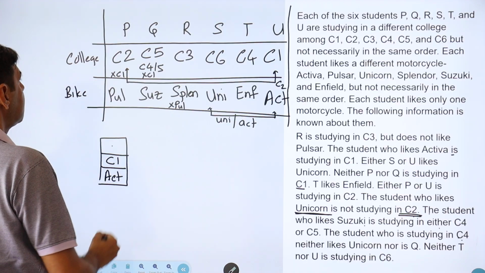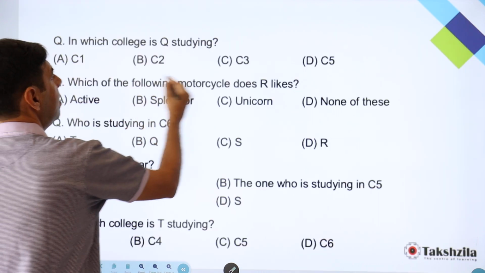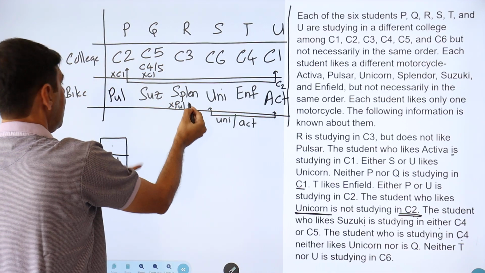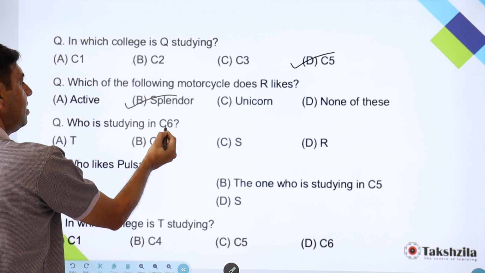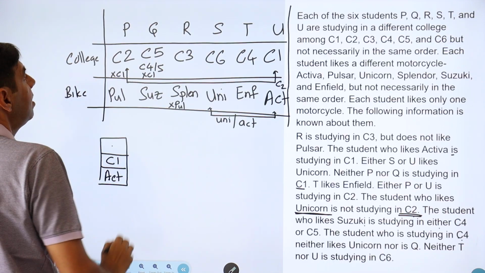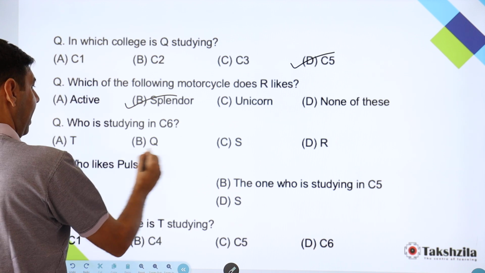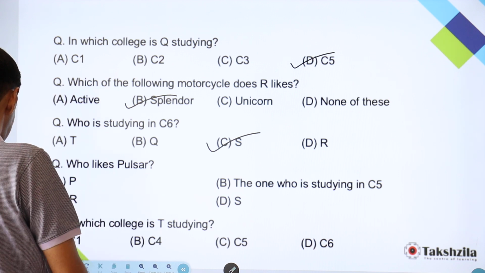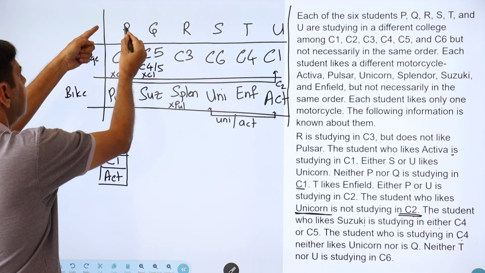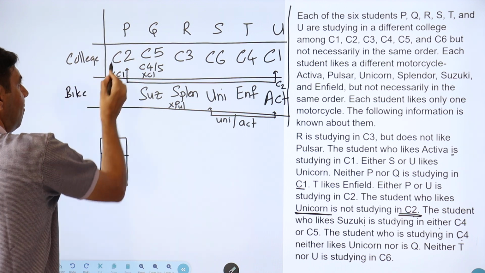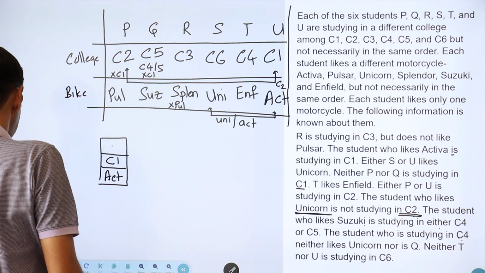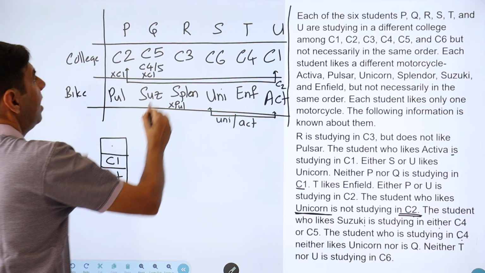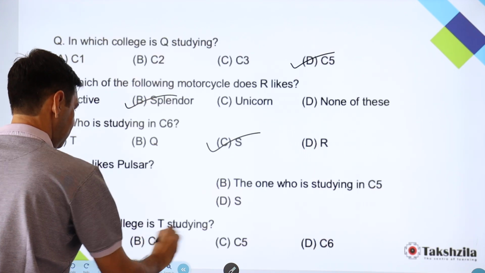In which college is Q studying? Q is in C5. Which of the motorcycles does R like? R likes Splendor. Who is studying in C6? We need the name. C6 is S. And who likes Pulsar? Pulsar is in C2. The one who is studying in C2, P or U? We have P. In which college is T studying? T is in C4. So that's it.